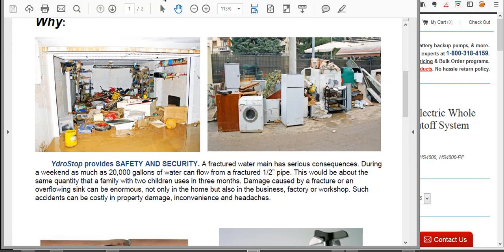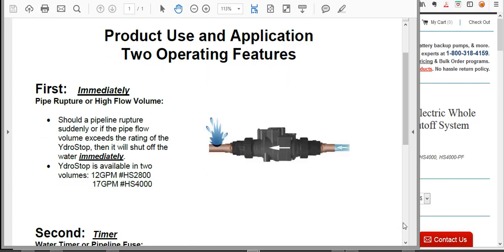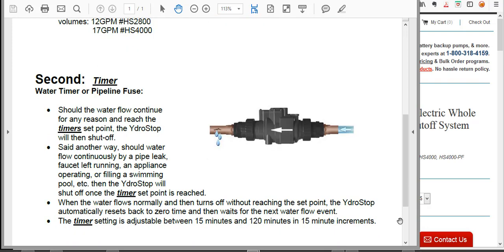The YdroStop operates under two principles. First, water would be shut off immediately should a pipe rupture or a high flow volume condition exist. The second operating principle, it acts as a water timer. The adjustable time is between 15 minutes and 120 minutes in 15-minute increments. You set the time based on your particular household usage.